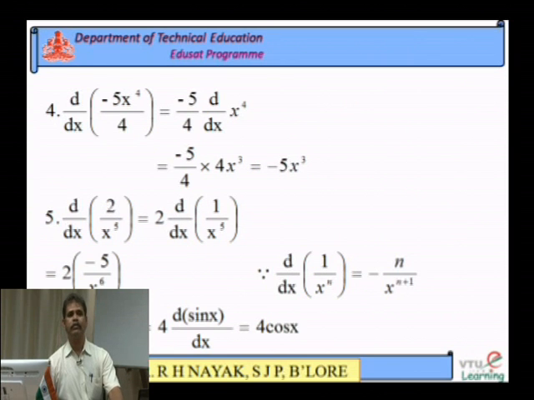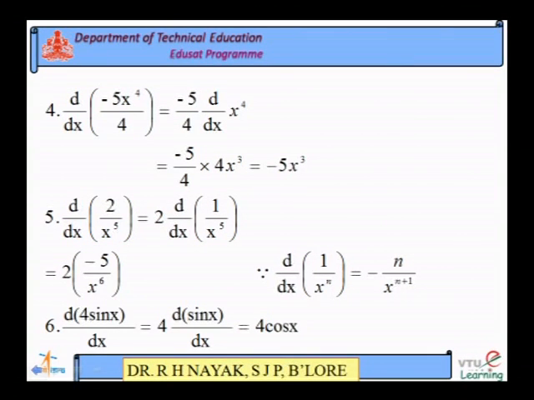You check the fourth one, differentiation of minus 5 by 4 x to the power of 4, which is equal to, constant is taken outside, minus 5 by 4 into differentiation of x to the power of 4. So, differentiation of x to the power of 4 is what? 4 into x to the power of 3, that is minus 5, 4 get cancelled, minus 5 x cube remains.